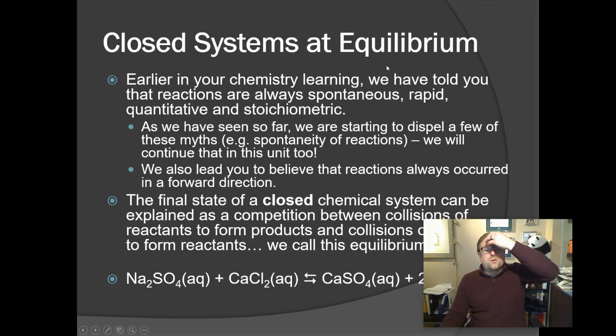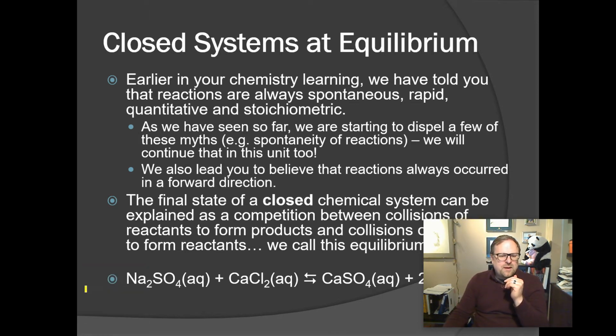We're talking now about closed systems at equilibrium. Earlier in your chemistry learning, we told you that reactions are always spontaneous, they happen fast, they're quantitative, and they're stoichiometric. I told you guys this back in Chem 20 when we did Unit D, and I may have even said at that point that I'm telling you this for now, and it's true all the time until we get to Chem 30. And I also believe that we've spent some time debunking some of these myths as well.